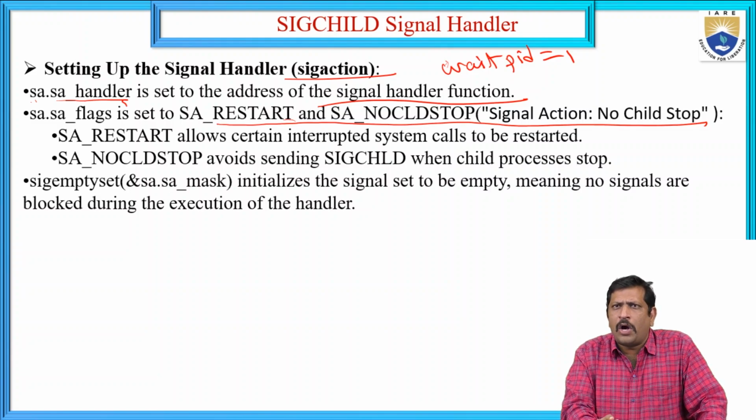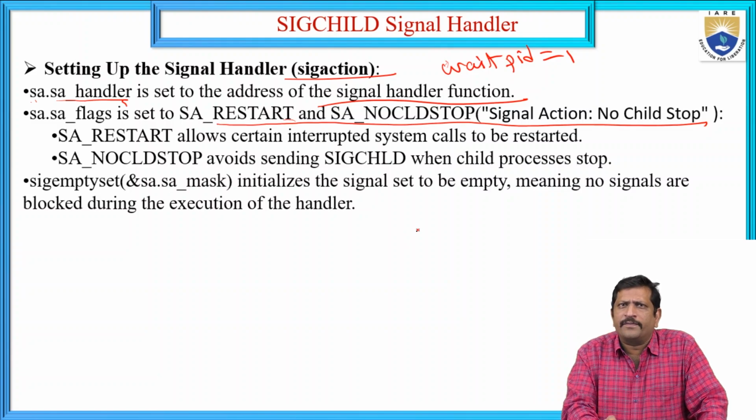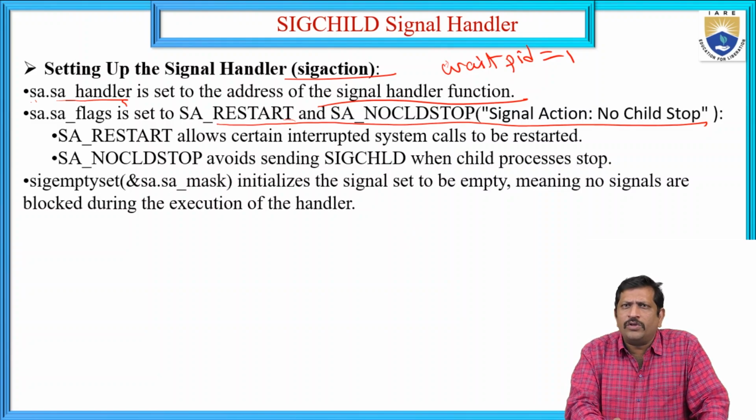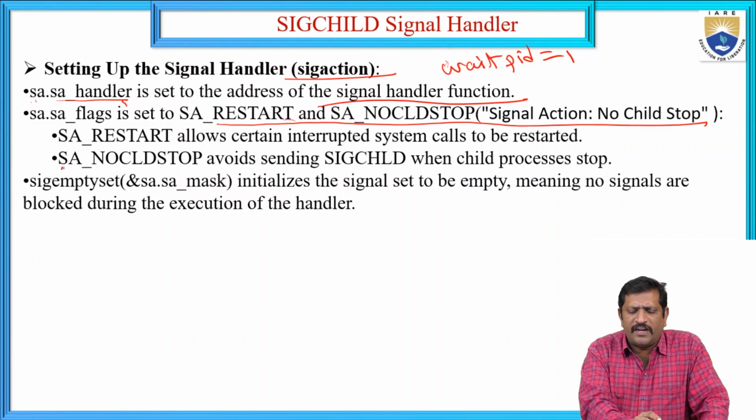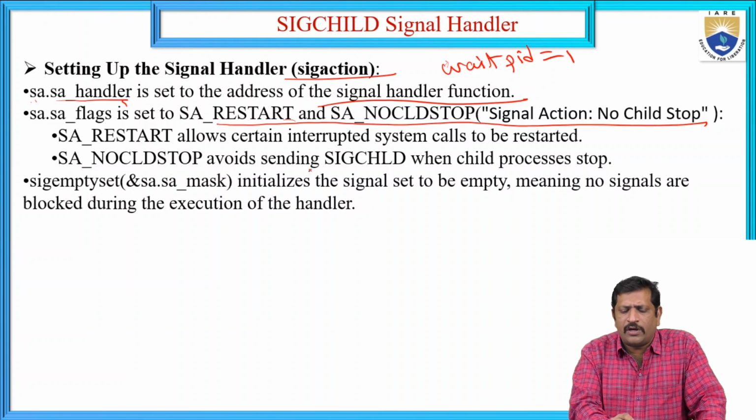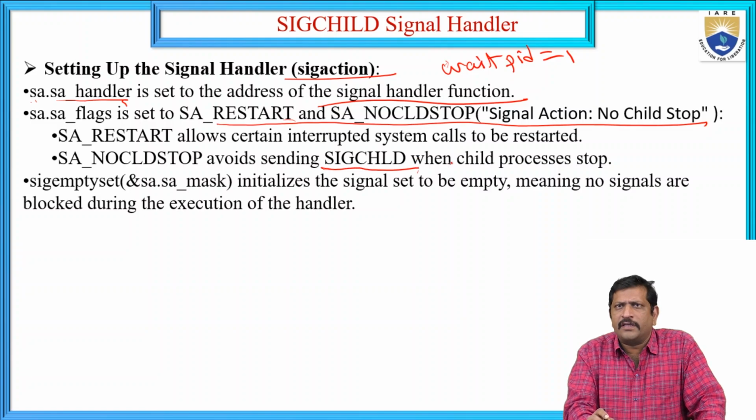If the process is ongoing, so no SA_NOCLDSTOP, the signal will be given to the computer or the program. SA_RESTART allows certain interrupted system calls to be restarted. SA_NOCLDSTOP avoids sending SIGCHLD, the child signal, when the child process is stopped.